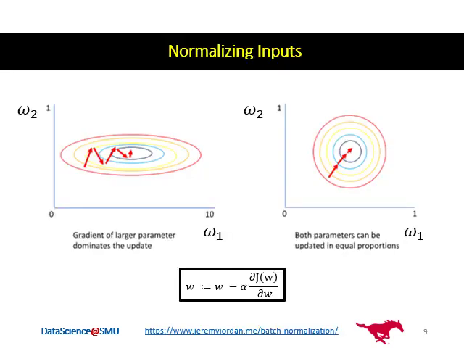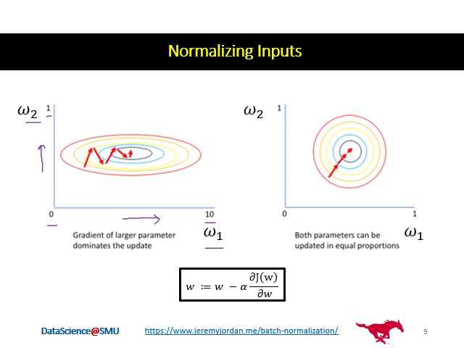To understand why normalizing inputs is important to train a neural network, let's take a look at a very simple example where we have two weights, W1, which varies from 0 to 10, and W2, which varies from 0 to 1. What you will notice here is that the gradient along W2 is much larger than the gradient along W1. So in order to optimize this accurately, you want to use a smaller learning rate along the W2 direction, but a larger learning rate along the W1 direction.